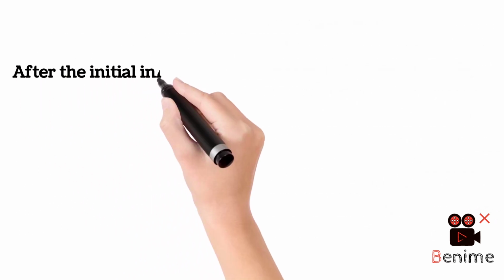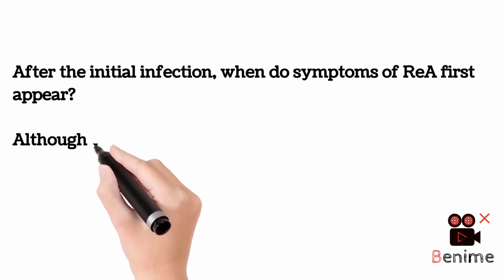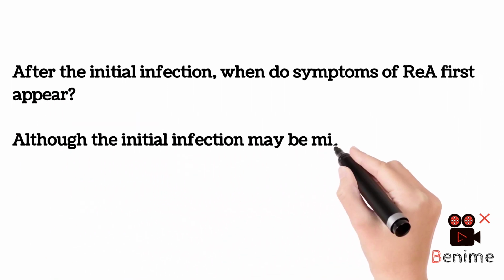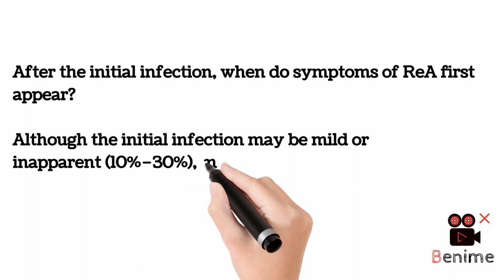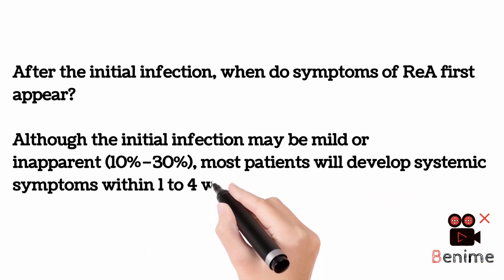After the initial infection, when do symptoms of reactive arthritis first appear? Although the initial infection may be mild or inapparent, 10%-30%, most patients will develop systemic symptoms within 1 to 4 weeks.